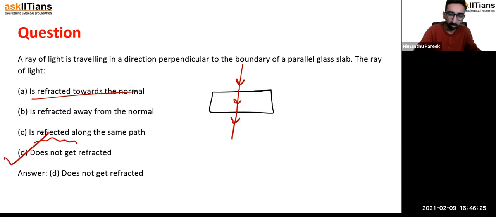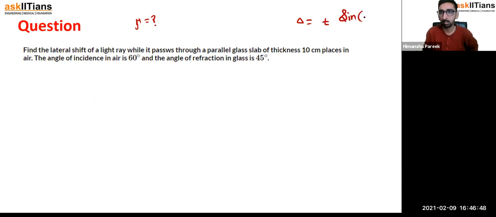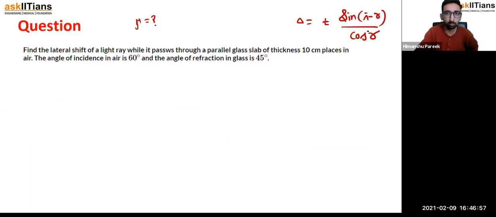Simple question. Let us do one numerical based on the lateral shift of a light ray while it passes through a glass slab of thickness 10 centimeter placed in the air. Angle of incidence is given, angle of refraction is given, but mu is not given. So first of all, you guys can try the question. The formula which we have to use is t sine(i minus r) divided by cos r. We have already derived this formula, and now I'm going to use it.